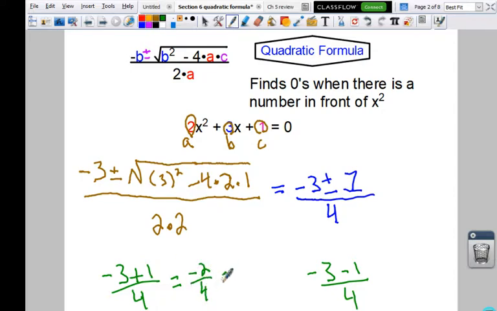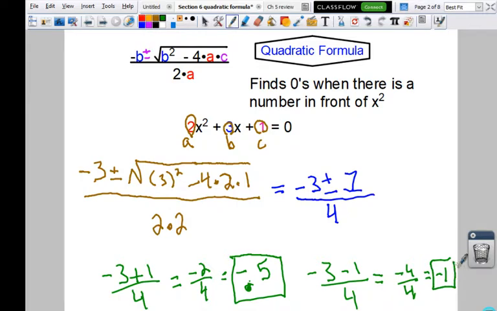What's negative 2 over 4? Negative 1 half, or negative 0.5, same thing. Alright, that is my first answer. Negative 0.5. My second answer, I'm going to get by doing the same thing. Negative 3 minus 1 is negative 4, divided by 4, right? That's going to equal negative 1. That's my second answer.